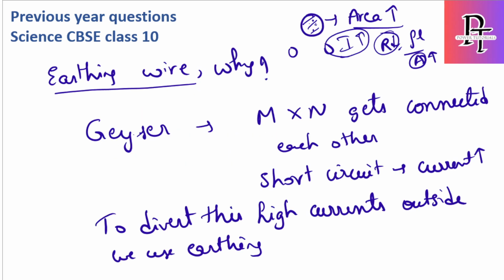I'm just repeating again. Consider the example of a geyser here. If the phase and neutral wire get connected to each other, they will get short circuited, due to which the short circuit current will go high. You don't want a high current passing to the geyser, because every instrument has some rating. Suppose it can sustain 3 amperes of current, or suppose 20 amperes of current. If you go beyond 20 amperes, the device will get damaged. So to divert these high currents, we need to have the earthing wire.